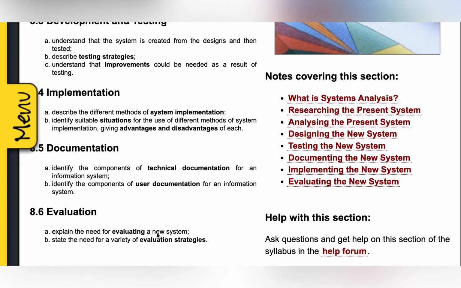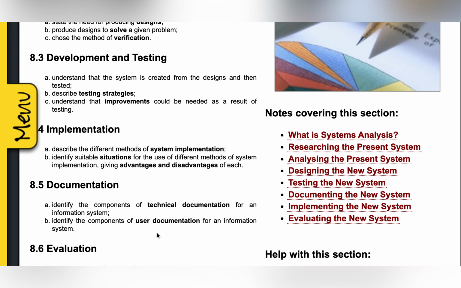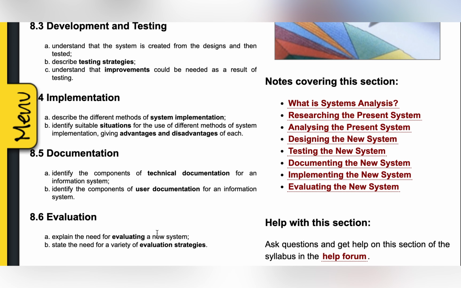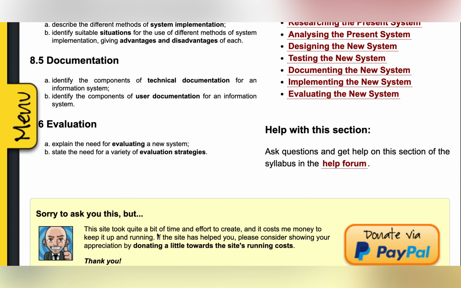The implementation: after you've tested and it's good enough, then we implement. Implementation is to learn how to describe the different methods of system implementation. Here, we learn how to implement and the methods for implementing your new system. Here also, we're going to identify suitable situations for the use of the different methods for our system. And then we're also going to learn here the implementation techniques and give the advantages and disadvantages of every method that you're going to use for your implementation. Then after that, we go to documentation.